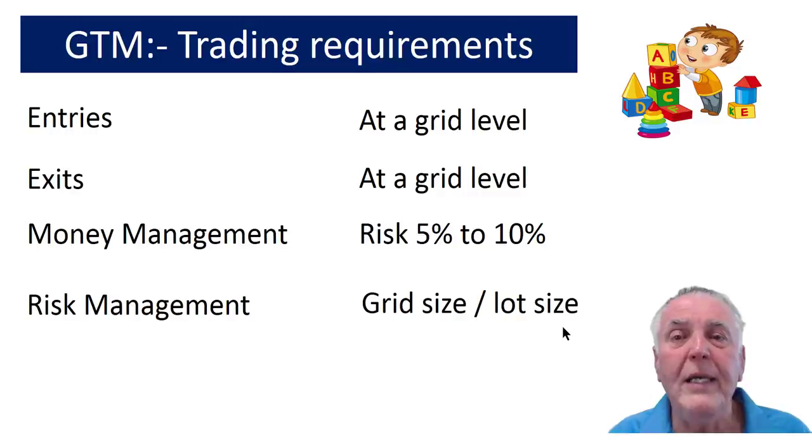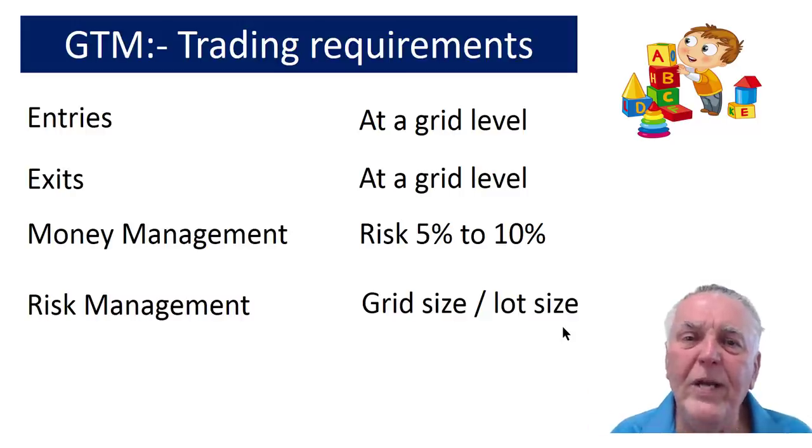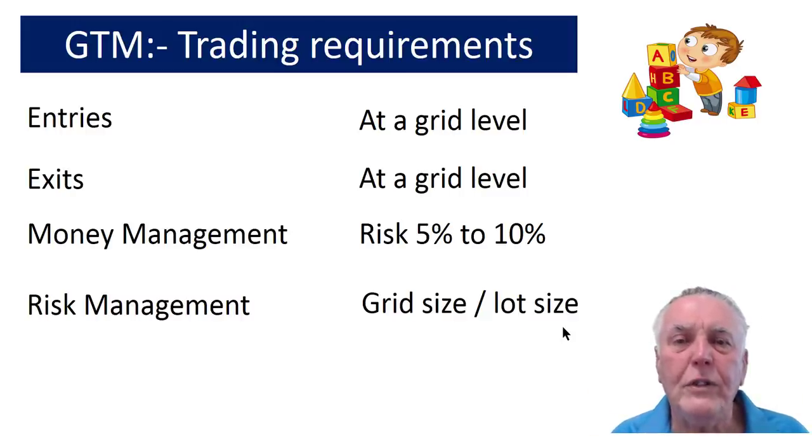If you have a failure, you use that failure to adjust those levels, as I mentioned earlier. So it is very, very easy. The only thing you need to focus on is grid size and lot size on a continuous basis.